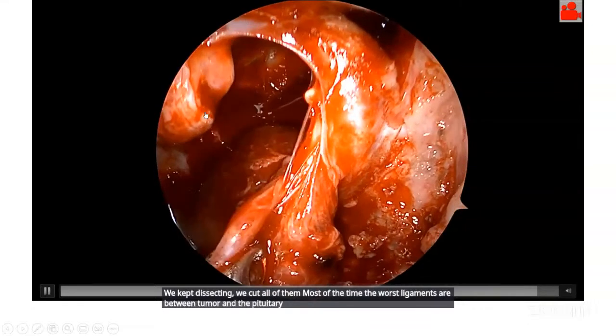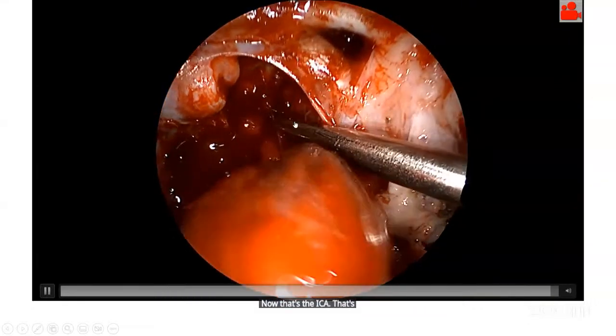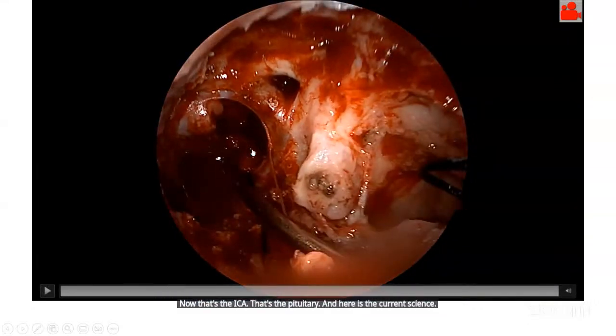Now that's the ICA, that's the pituitary, and here's the cavernous sinus, you see. So, cavernous sinus, venous drainage, pituitary, ICA. So as you see, the cavernous sinus is a part of the venous drainage.